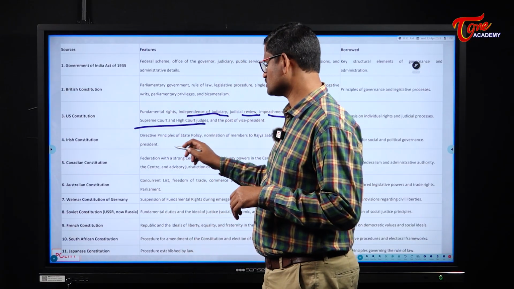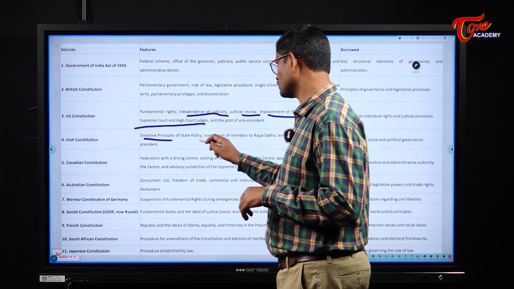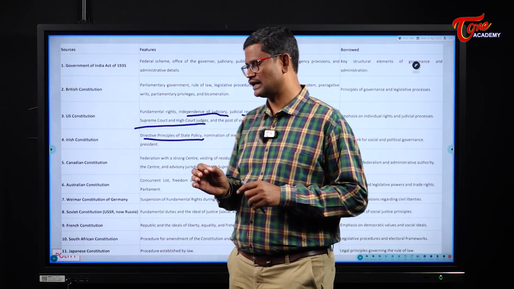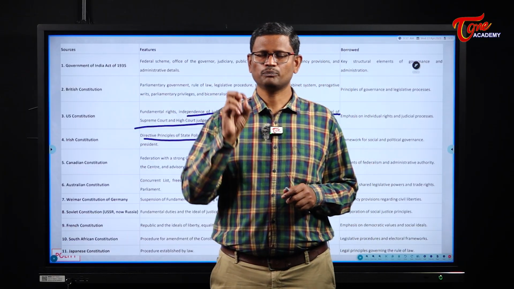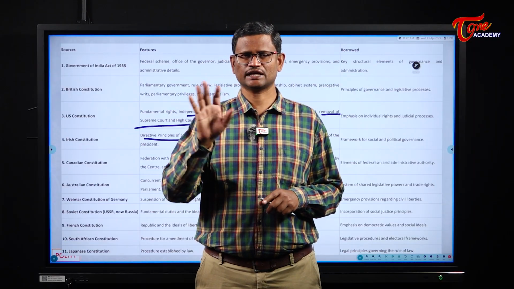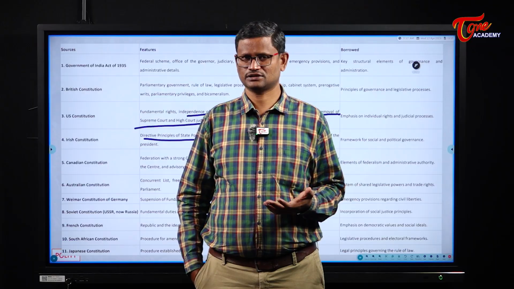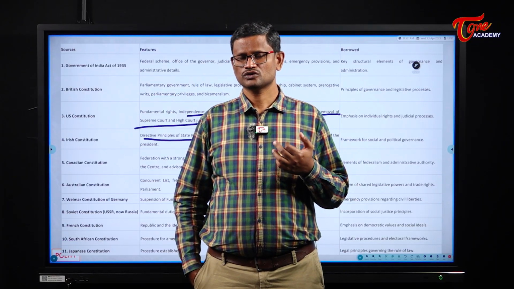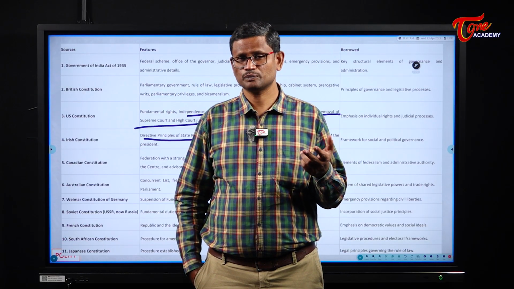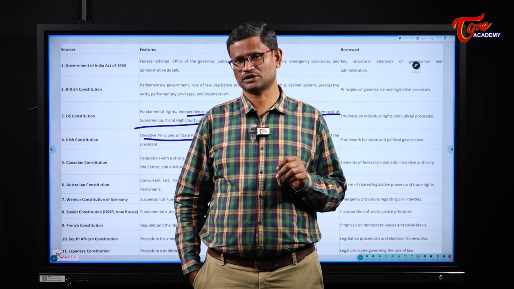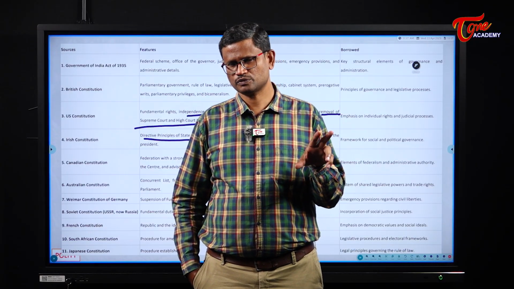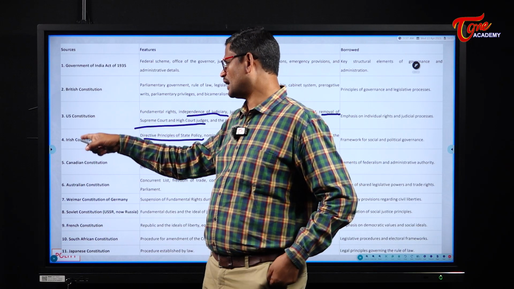Then when it comes to the Irish Constitution, directive principles of state policy. I said in the beginning, political democracy, social and economic democracy. See, political democracy is achieved through fundamental rights in the Indian Constitution. Social and economic democracy is achieved through implementation of directive principles of state policy. But the idea of directive principles of state policy is borrowed from the Irish Constitution.